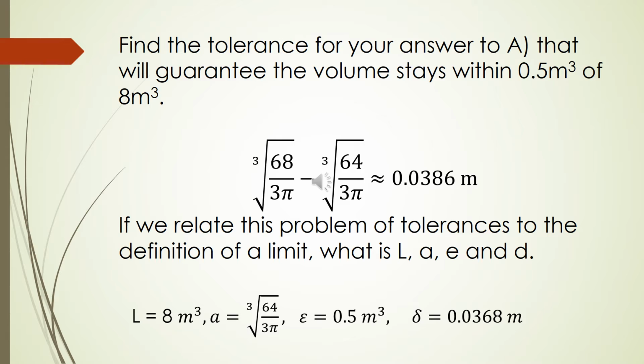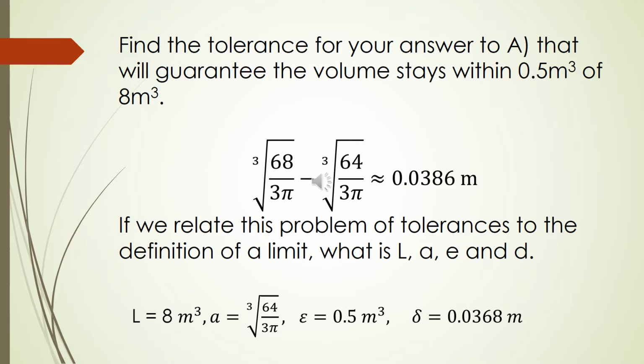If we relate this problem to tolerances and the definition of a limit, the limit is the 8 cubic meters that we're trying to reach as the exact volume. The input that would be needed to get that exact volume is our A. So when we say the limit as x goes to A, the A in this case would be the cube root of 64 over 3 pi.